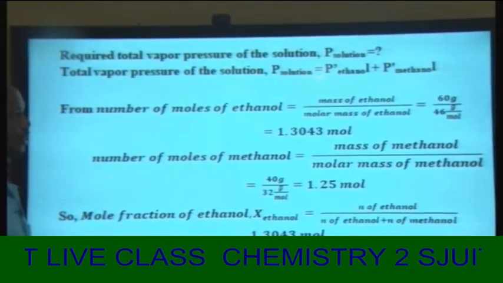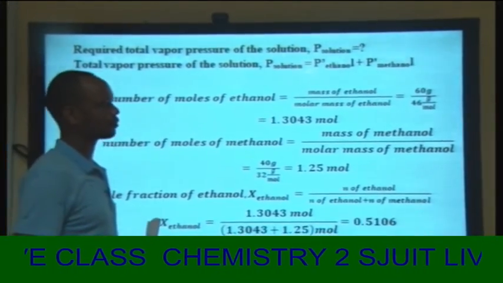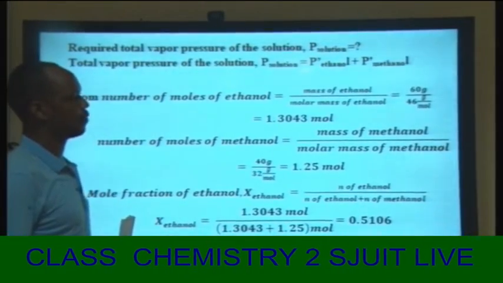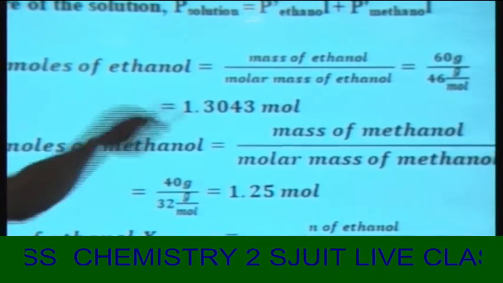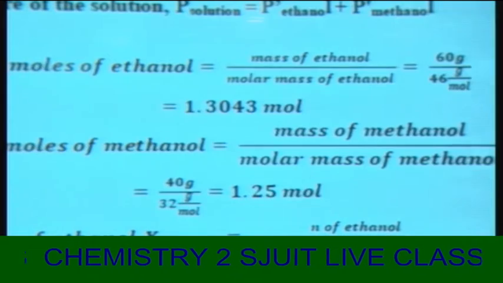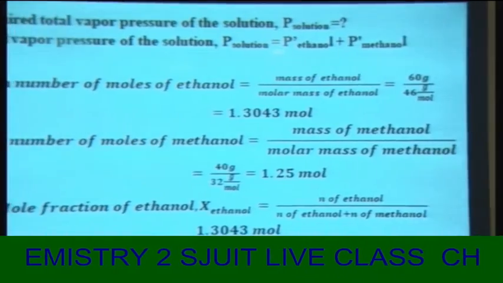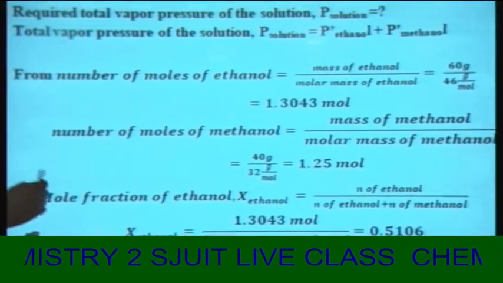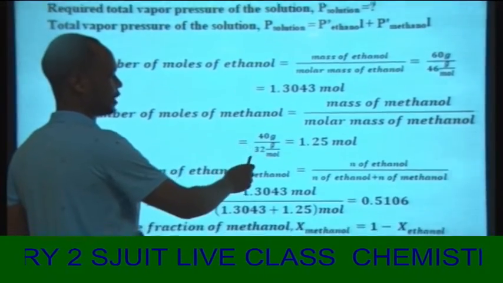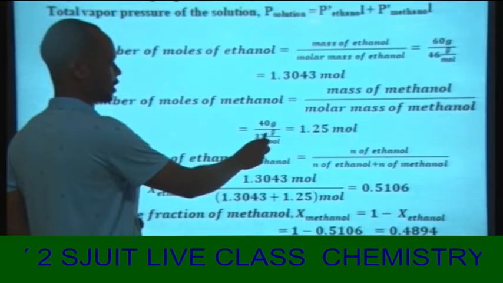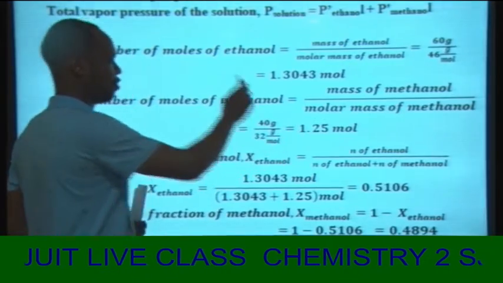Number of moles of ethanol, as you can remember, the mass of ethanol was 60 grams divided by the molar mass of ethanol, 46 gram per mole. Number of moles of ethanol is equal to 1.3043 moles. What about the number of moles of methanol? You're going to do the same. Take the mass of methanol divided by its molar mass. Mass of methanol was 40 grams divided by the molar mass of methanol, 32 gram per mole. Number of moles is equal to 1.25 moles.